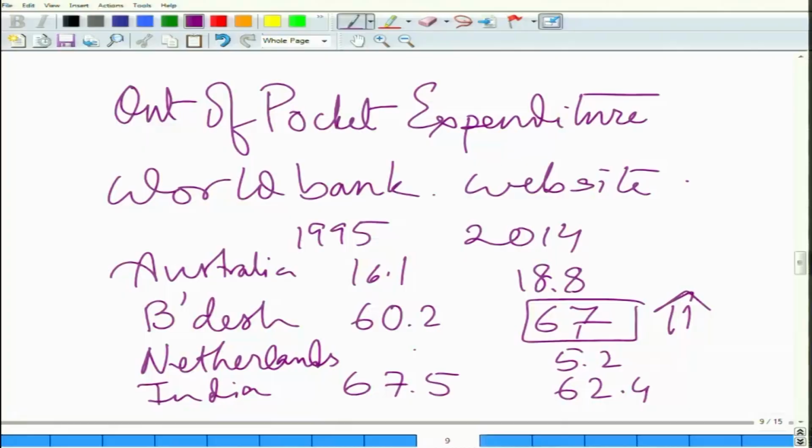In China they have reduced this out-of-pocket expenditure by a large margin, from 46% in 1995 to 32% in 2014. Sri Lanka has again less than around 40%. It was 45.1, now it is 42.1.